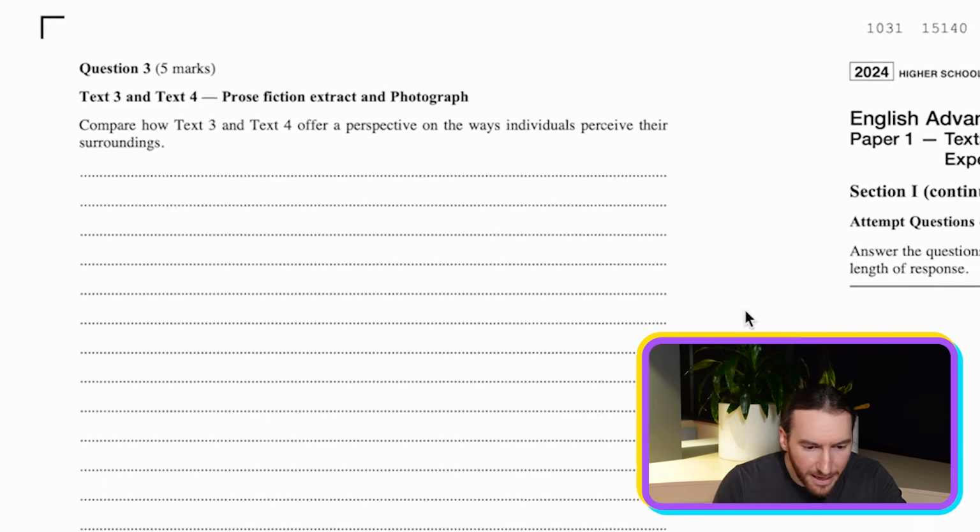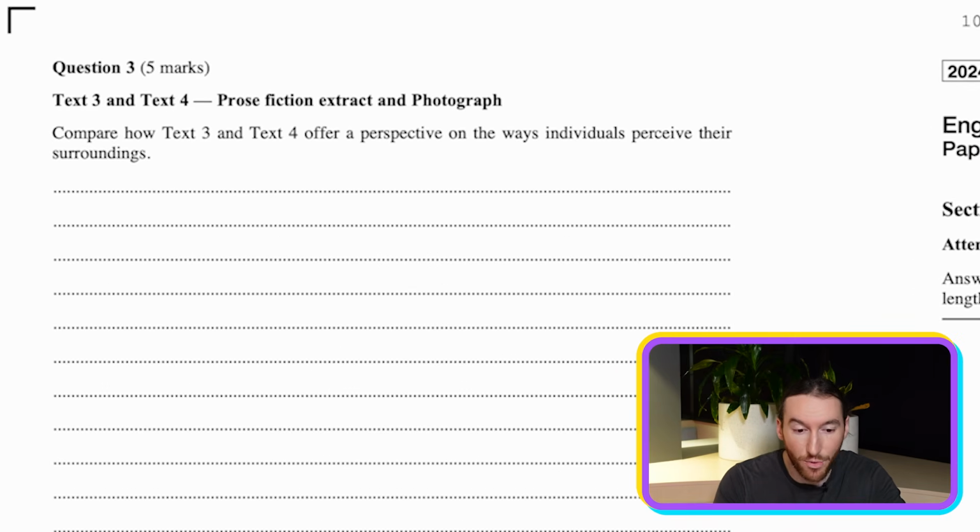So for question 3, compare how text 3 and text 4, so this one requires 2 texts, so I have to look at those with that in mind, offer a perspective on the ways individuals perceive their surroundings. Okay, so there's no one specific word, surroundings you could argue, but this idea of perceiving surroundings. In my head, that's what I'm thinking about: how individuals perceive surroundings. That's the key focus. So I'll be paying attention to the perception of some kind of surrounding.